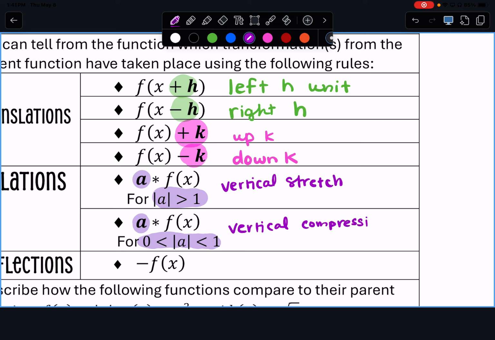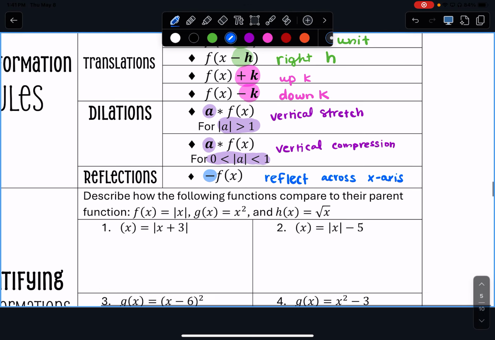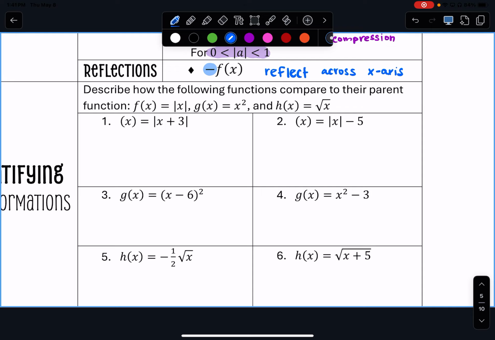Now, if it has that negative in front, it's going to do what? How is it going to reflect? Across the x-axis. So we're going to reflect across the x-axis. We're going to go ahead and answer the questions on this page because it shouldn't take us very long. So we're going to describe the transformations.